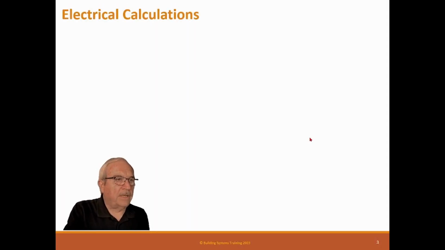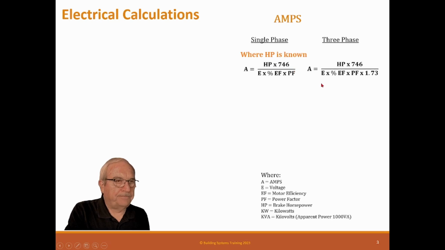All right, let's talk about electrical calculations. Okay, amps. The formula for amps single phase is horsepower times 746 divided by E, which in electrical is voltage, times percent efficiency of the motor times power factor. For three phase, it's the horsepower times 746 divided by the voltage times efficiency times the power factor times 1.73, and that's the three phase.